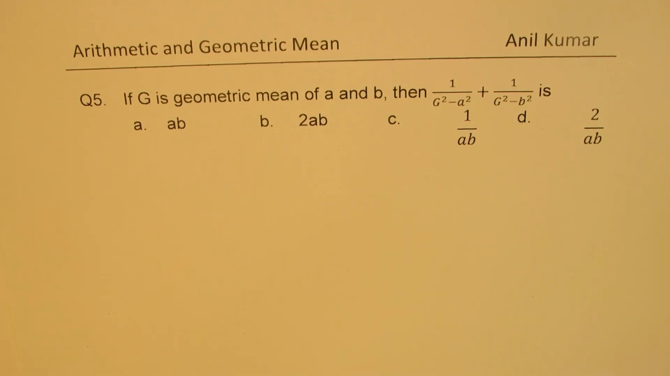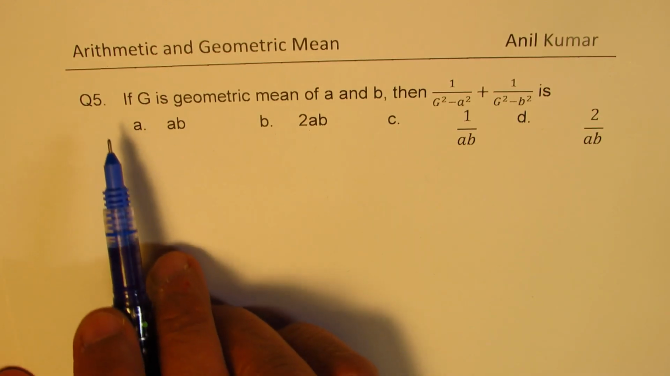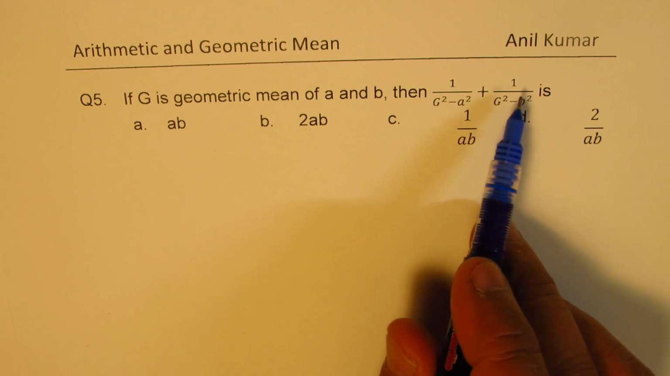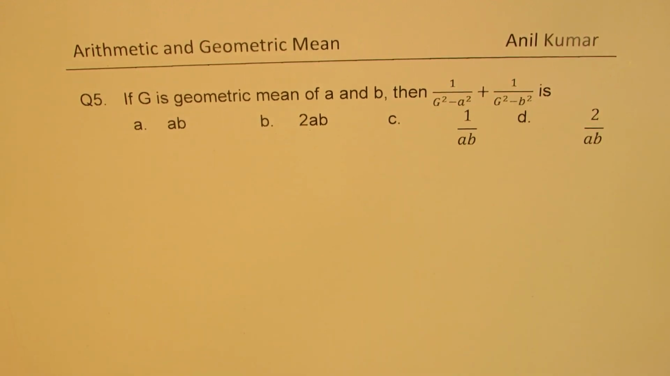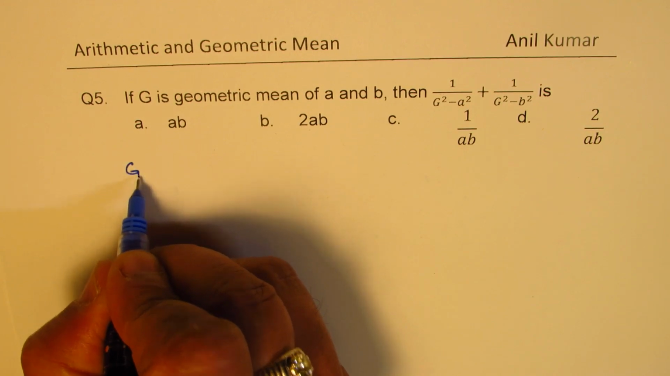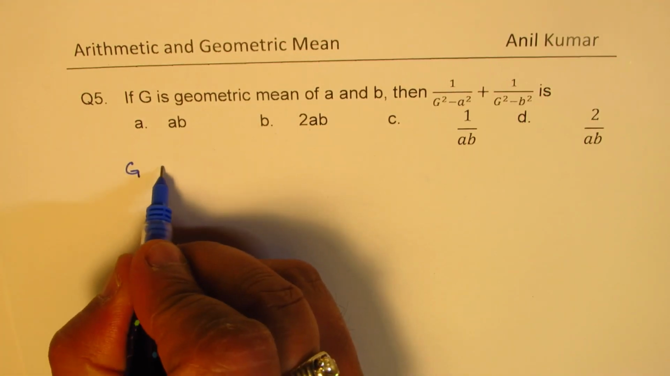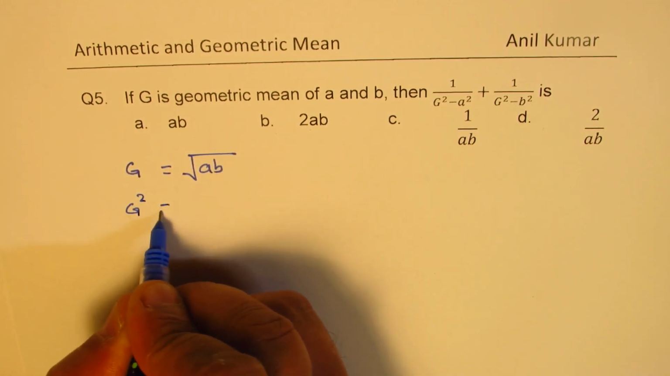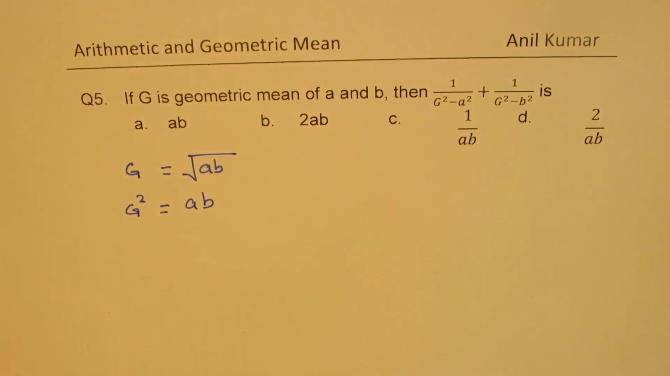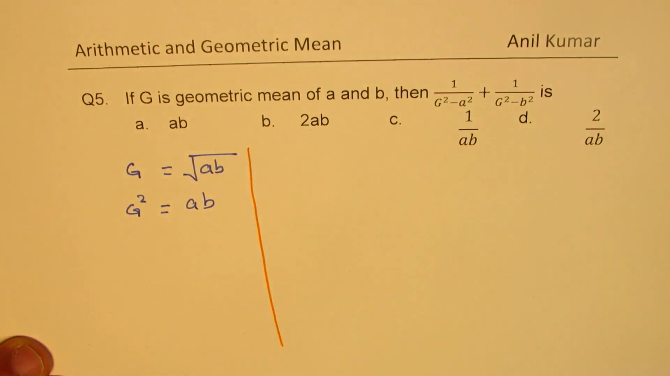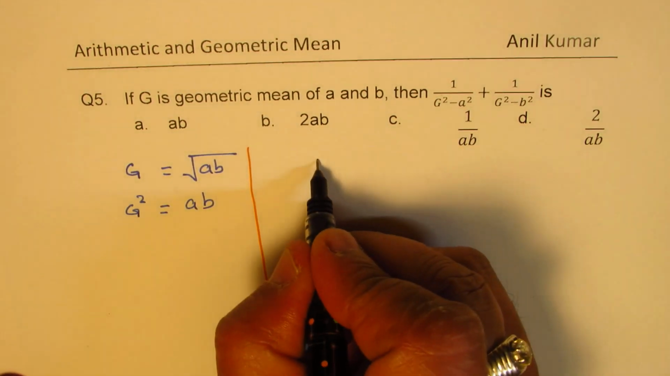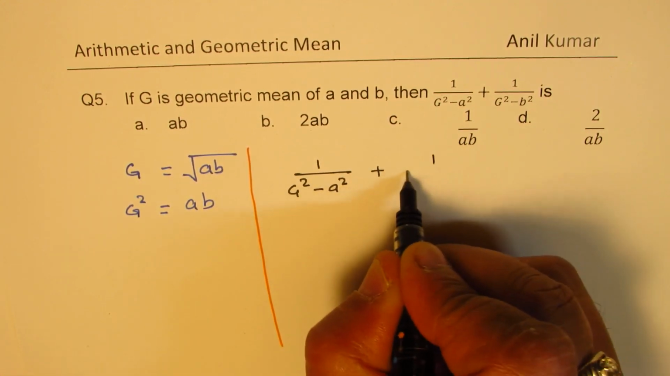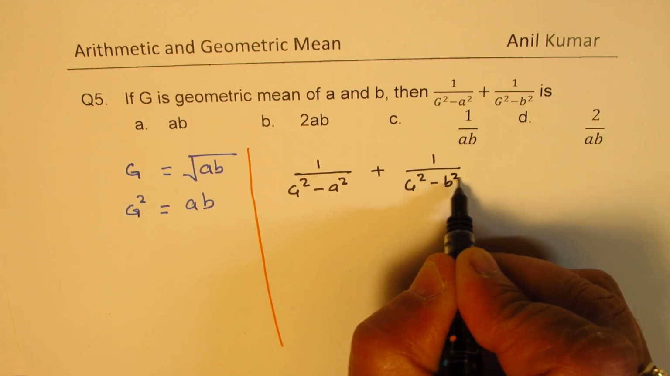Now here is a very important multiple choice question, question number 5. If g is the geometric mean of a and b, then 1 over (g squared minus a squared) plus 1 over (g squared minus b squared) is what? So what we are given here is that g is the geometric mean of a and b. That means g is equal to square root of ab, correct? So in that case, g squared should be equal to a times b. Perfect. Now what we need to figure out is the value of 1 over (g squared minus a squared) plus 1 over (g squared minus b squared).